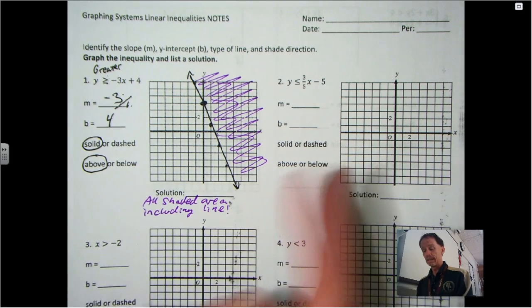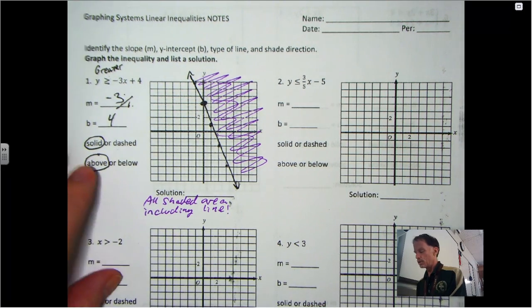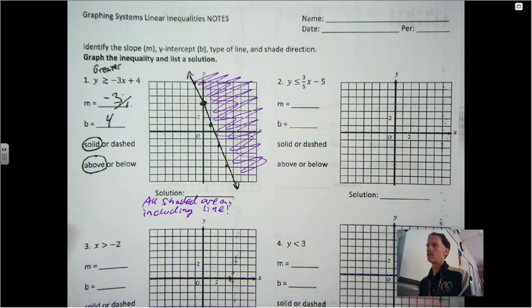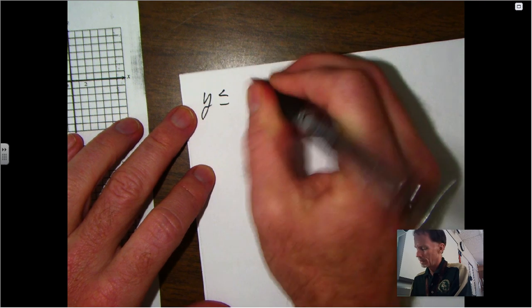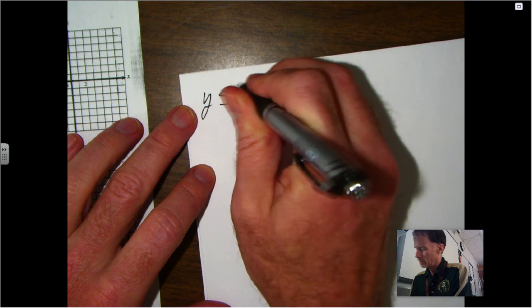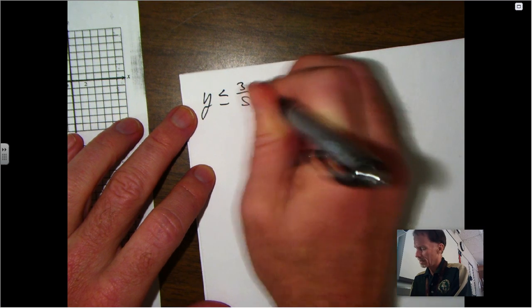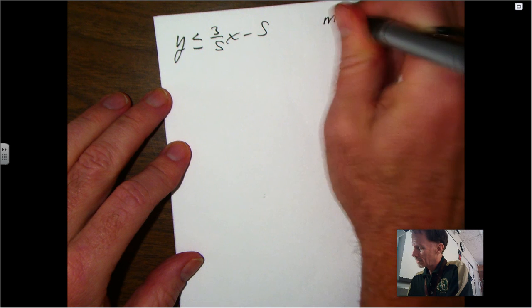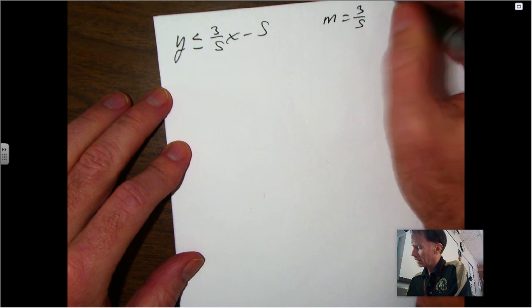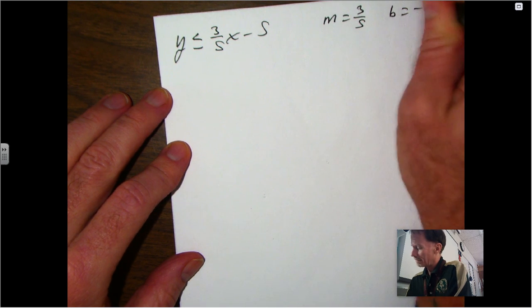I'm going to do number 2, and as I said a minute ago, I'm going to do it just on a plain piece of paper, so I can show you how I would go about it if I was graphing this and didn't have graph paper or a grid. So this one is y is less than or equal to 3 over 5x minus 5, and just to show you, that's the same equation. And again, doing the same thing, my m is 3 over 5, and my b is -5.